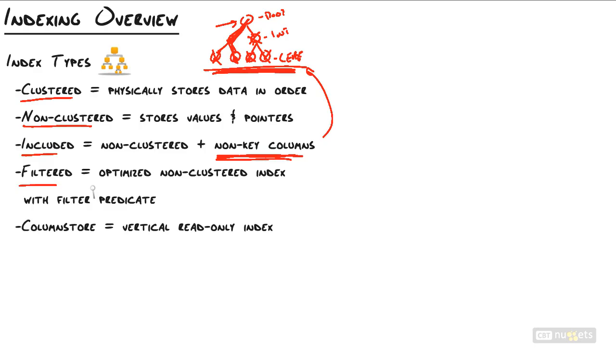Also good for sparse columns, because you can create a filtered index where a column is not null, and then you'll only be working with the data that has values.